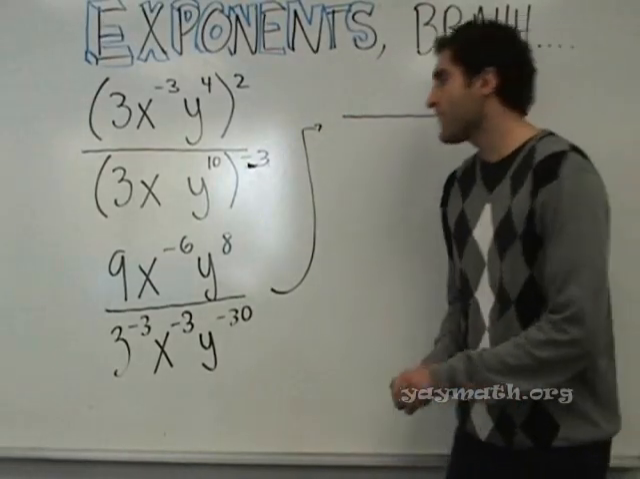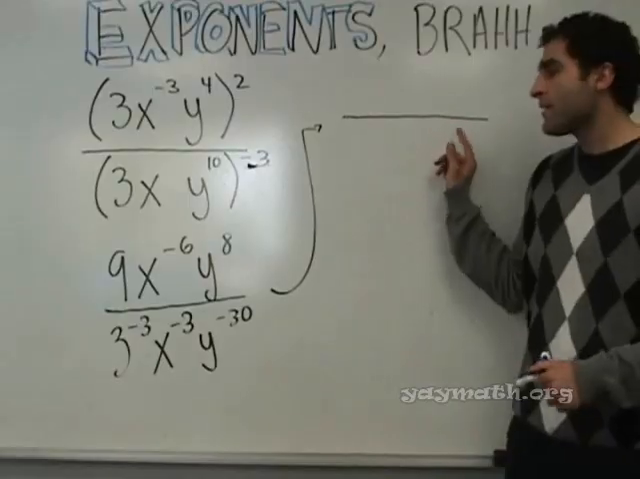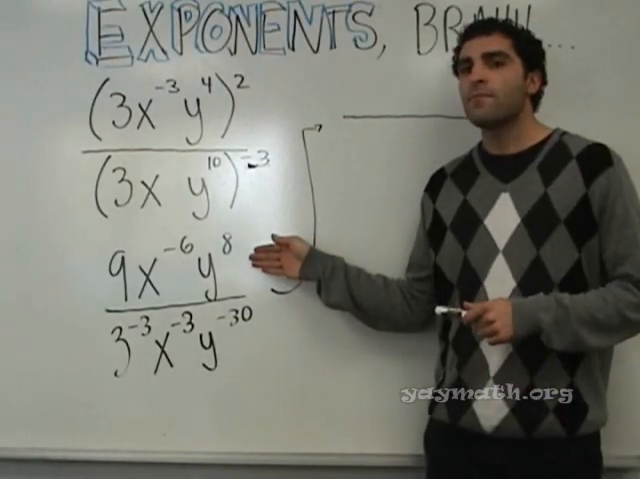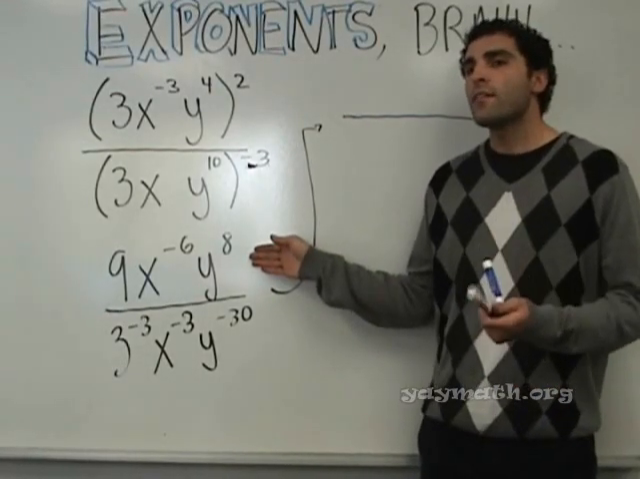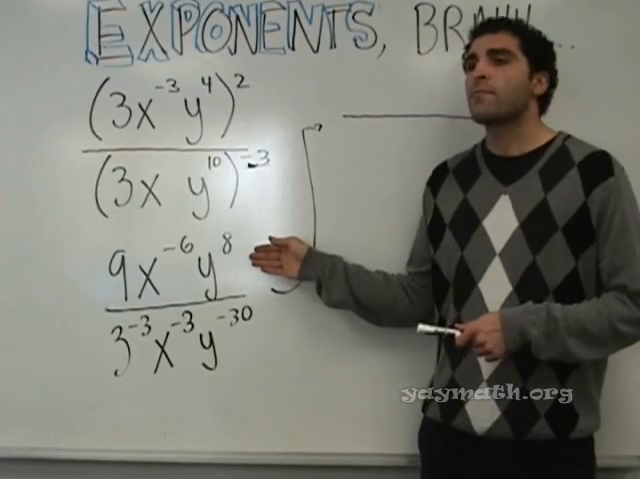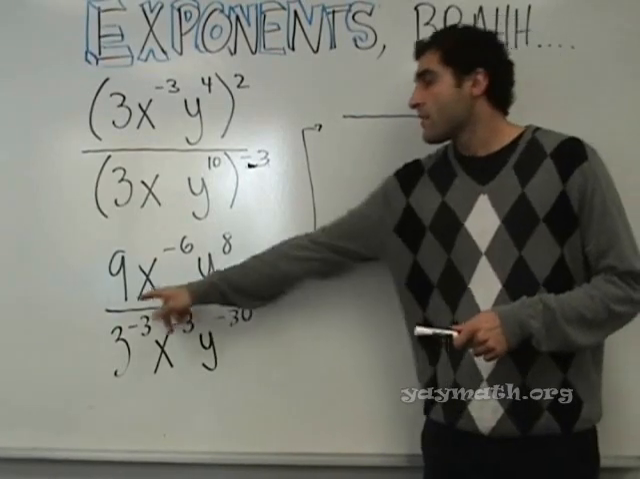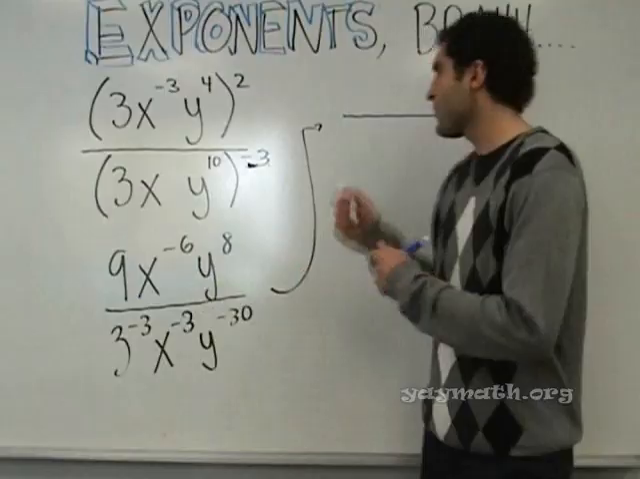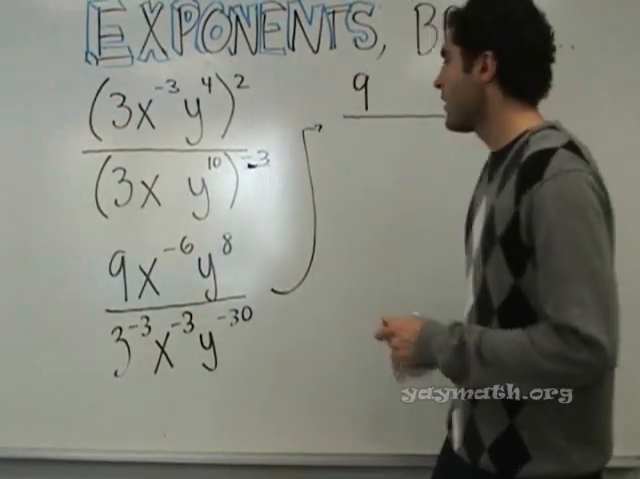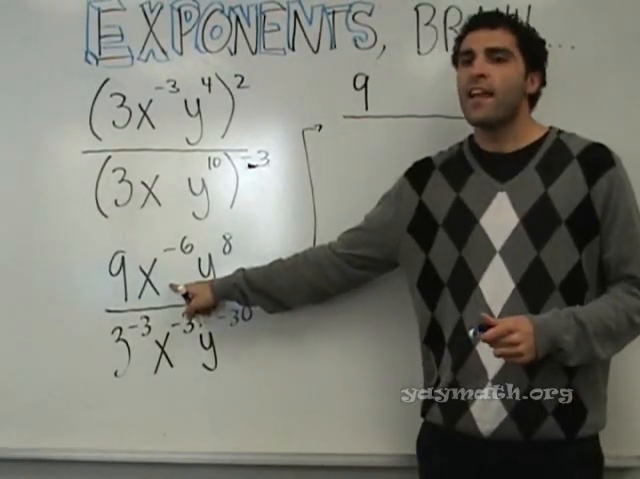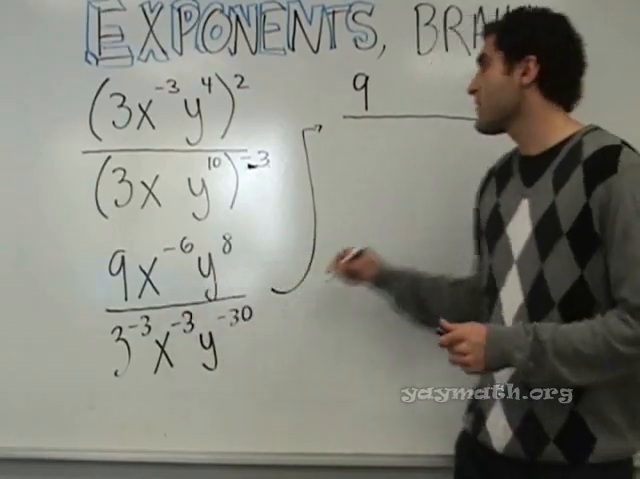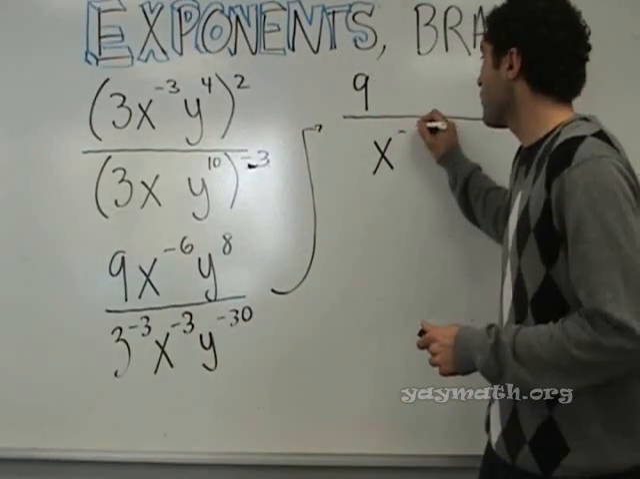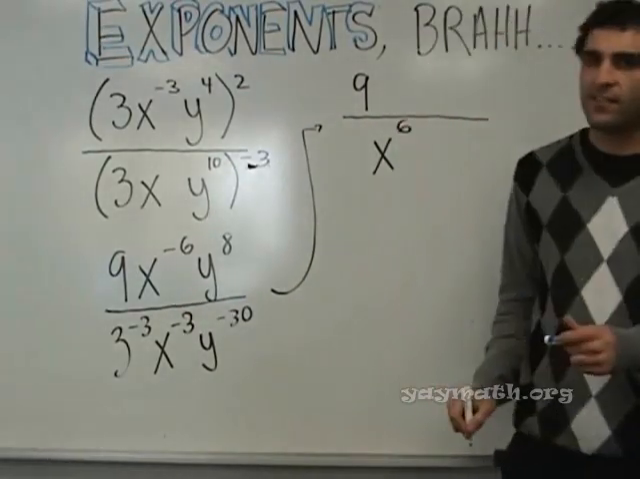Any more questions? Okay, let's keep going. They cancel themselves out. We drew the line. Now focus on the top. What stays and what moves? Does the 9 stay? Yes, 9, we're writing again. Does the x to the negative 6 stay? No. Where does it go? Down. It goes down as x to the positive 6.